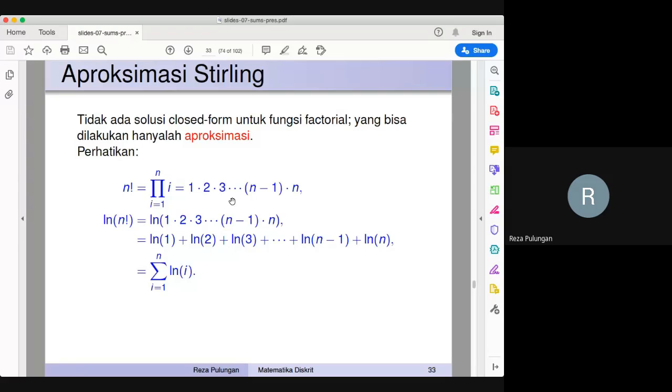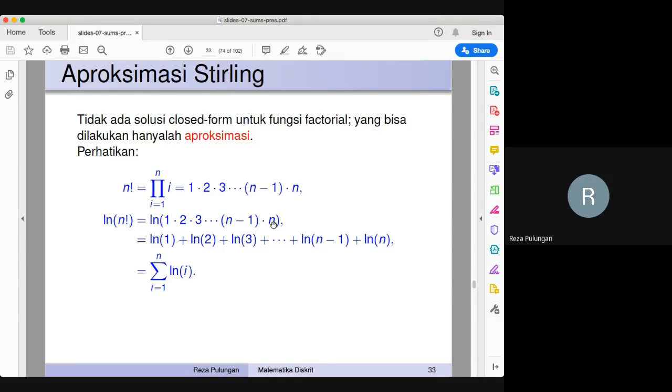So you see, if I ask you about something related to a product, you can change this problem to a summation just by using the logarithm. Take the logarithm of the left and the logarithm of the right, they must be the same. The natural logarithm. What about if you don't want to use the natural logarithm? You use another logarithm. They are just the same. But to be more convenient, we just use the natural logarithm.